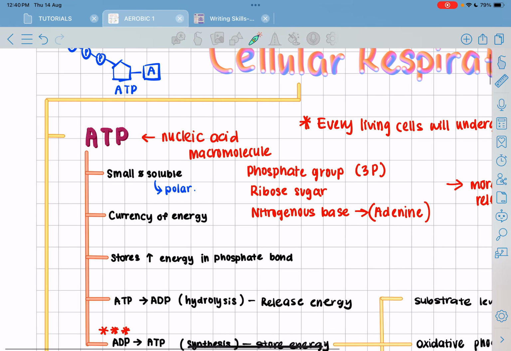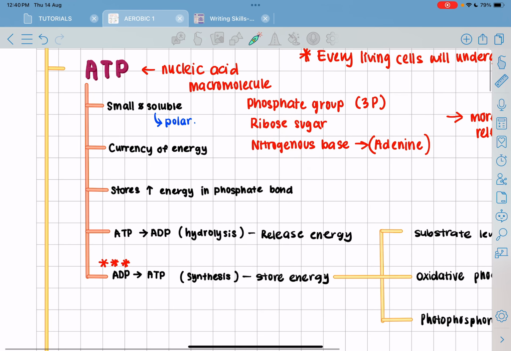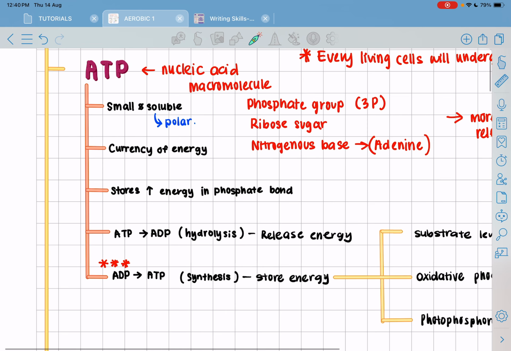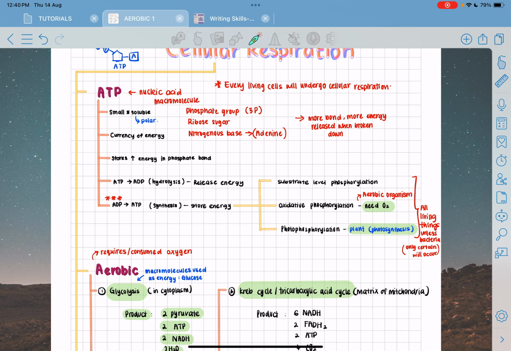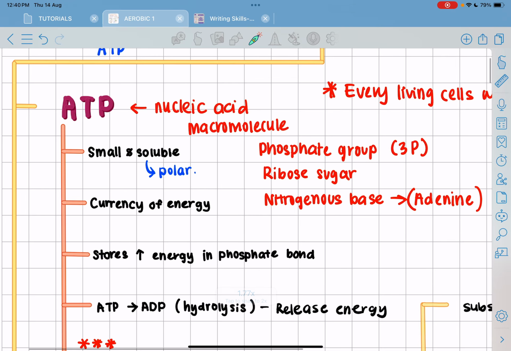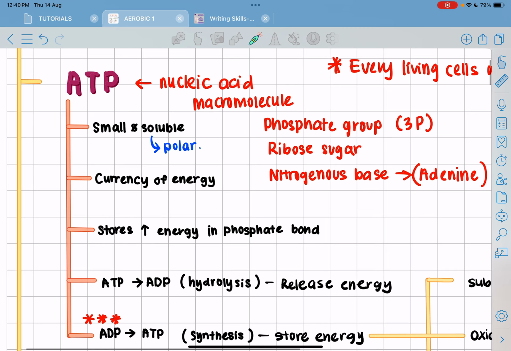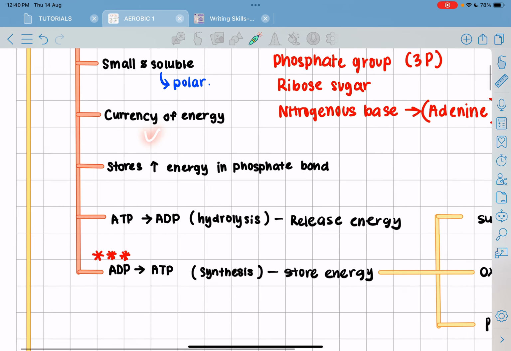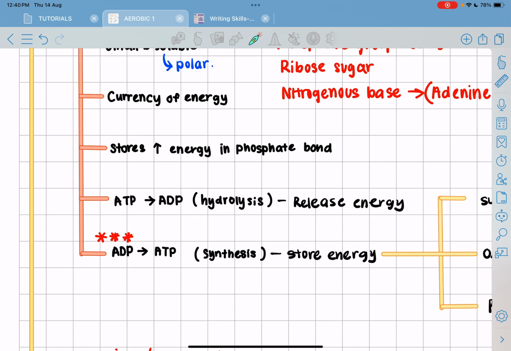Okay. We go to ATP. This one is what I said just now. Okay, you need to understand that this one, ATP, the size is small and is soluble because we have polar. Why polar? Later I'll show. But it's because of the negative charge at the phosphate part. And then the currency of the energy we know. Okay, stores high energy in phosphate bond, also I've already explained. ATP to ADP, which is hydrolysis. Hydrolysis meaning splitting, or lysis is what? Breakdown. That's the word, breakdown.